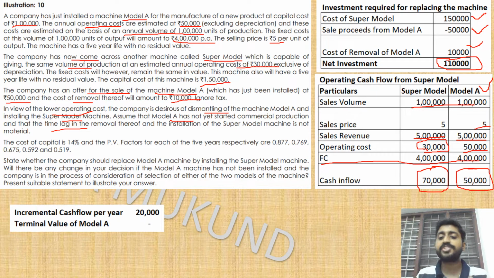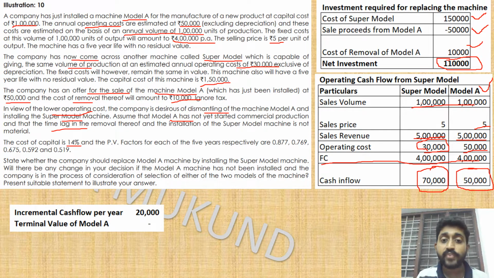Yes, the company has sufficient time to dismantle model A that is already installed, and to buy and install the super model. So there is no time constraint, and they can easily do it. The cost of capital is given as 14%. What is cost of capital? They are going to fund this investment, and for funding it they have a cost of 14%, similar to interest.